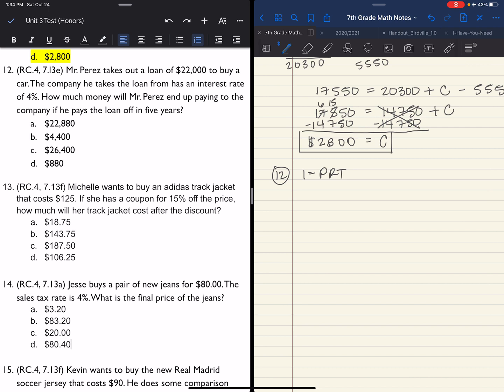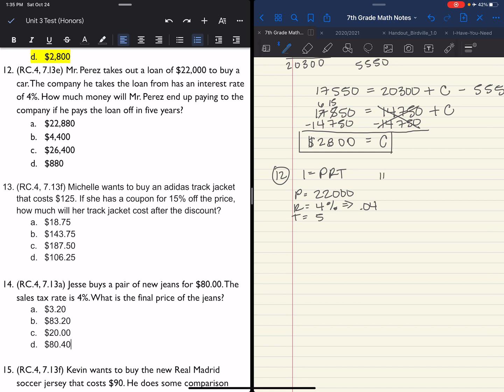Now, when I do that, I should see the formula I equals PRT. So next, I'm going to pull out all of that information. I'm going to pull out the principal amount, the rate, and the time. So my principal is $22,000. My rate is 4%, which we know as a decimal is 0.04. My time is 5, because 5 years, right? I'm trying to figure out how much money will he pay at the end of 5 years. So this is our interest rates and our principal put together.